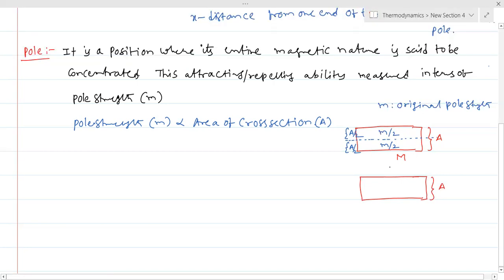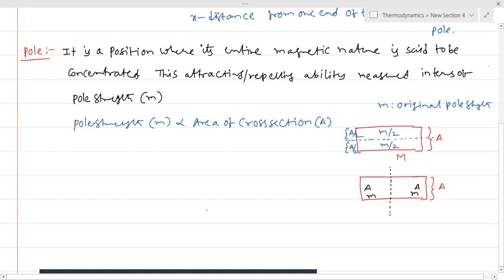Suppose a magnet is cut into two equal halves perpendicular to its length. For the split parts, we assume the area of cross section remains constant. Therefore, the pole strength also remains constant for the individual parts. So this is about pole strength, and pole strength m is a scalar.